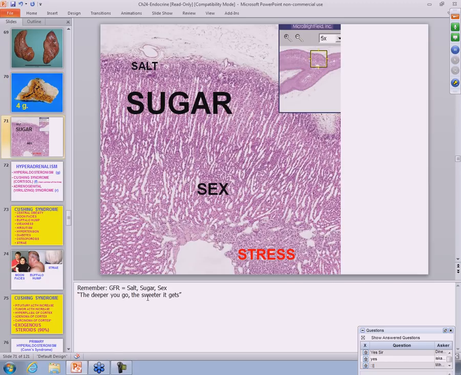Next one. There's your salt, sugar, and sex. And by the way, once you're outside of the cortex and into the medulla, which no longer has a glandular type thing, but is very vascular with maybe some ganglion looking cells, then you got your stress. So if you want to add another S, salt, sugar, sex, and stress, that's nice, but then you can't use the analogy, the deeper you go, the sweeter it gets.